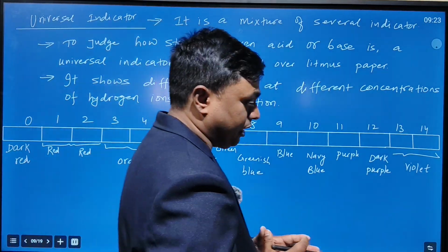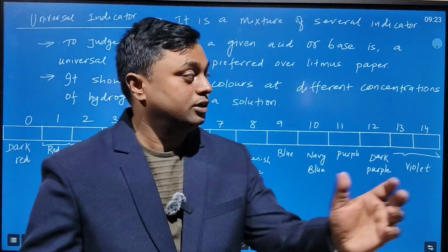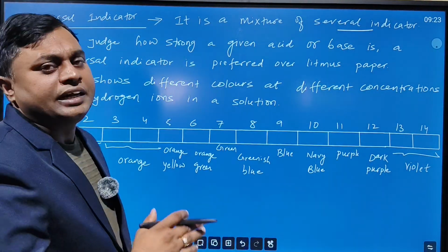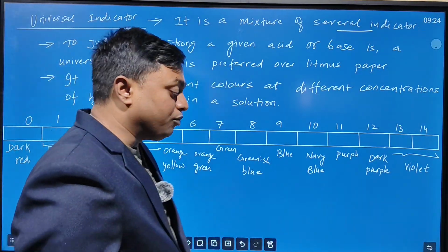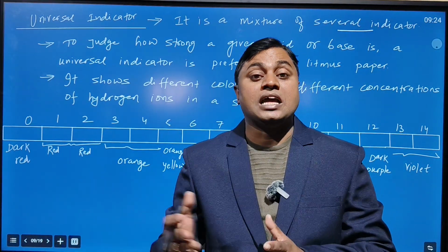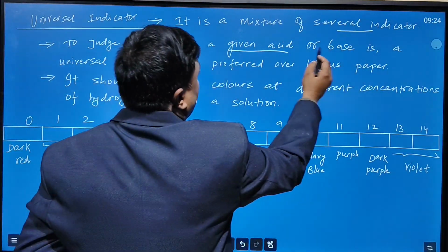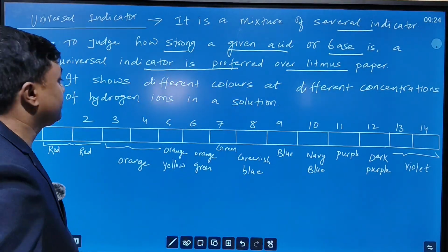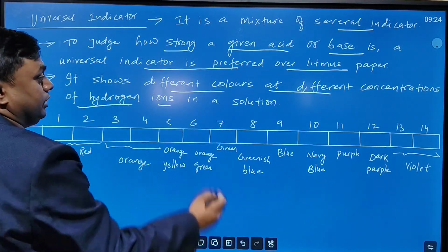Next, a very very important point, the universal indicator. It is a mixture of several indicators. With the help of other indicators, we are able to find whether a substance is acid or base. But why is there a need for a universal indicator? It will tell you how strong the acid or base is. To judge how strong a given acid or base is, a universal indicator is preferred over litmus paper. It shows different colors at different concentrations of hydrogen ion in the solution.